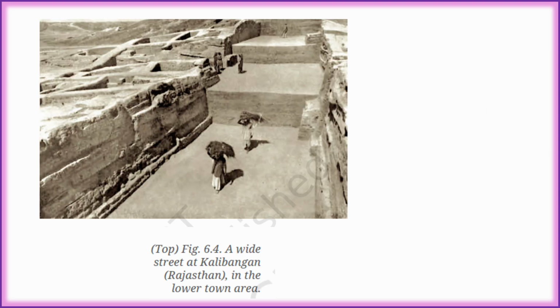Some pictures are given in the textbook. See, a wide street at Kalibangan, Rajasthan, in the lower town area. You have studied about this lower town area where common people lived. So this is a street at Kalibangan in the lower town area.